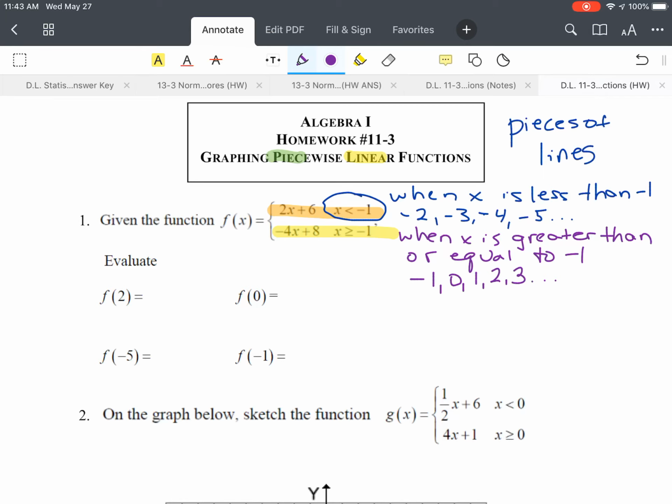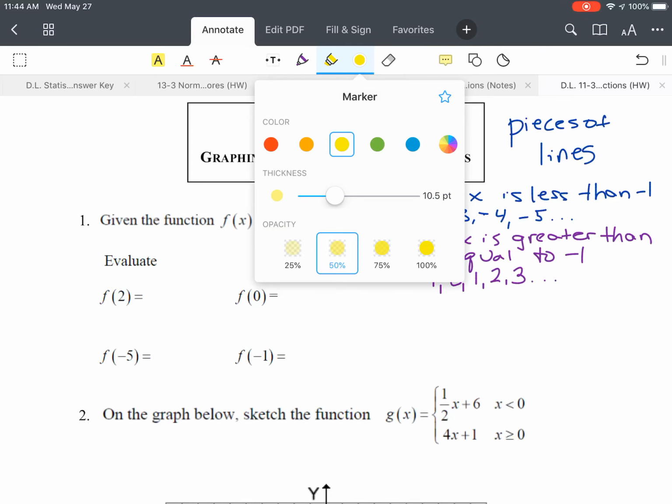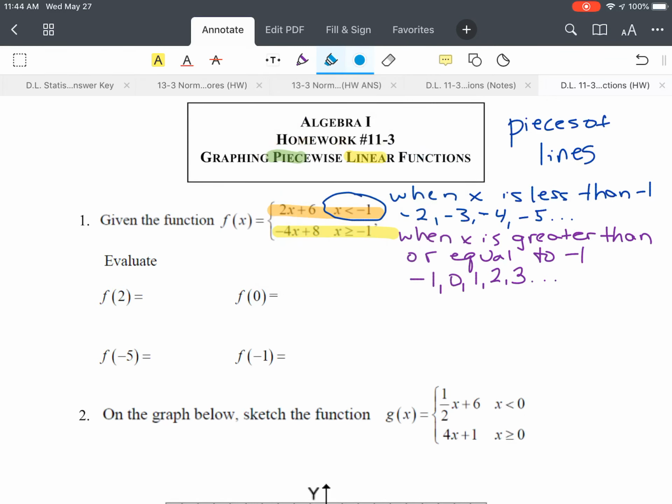Okay, the first one doesn't ask us to graph. It just asks us to evaluate. So we know that these numbers in the parentheses mean our x values. So I have an x of 2, an x of -5, an x of 0, and an x of -1. Now, the hard part about the piecewise is you have to decide which line am I going to put these numbers in. So if we look at this first one, I know they're not labeled, but I'm going to label this A.